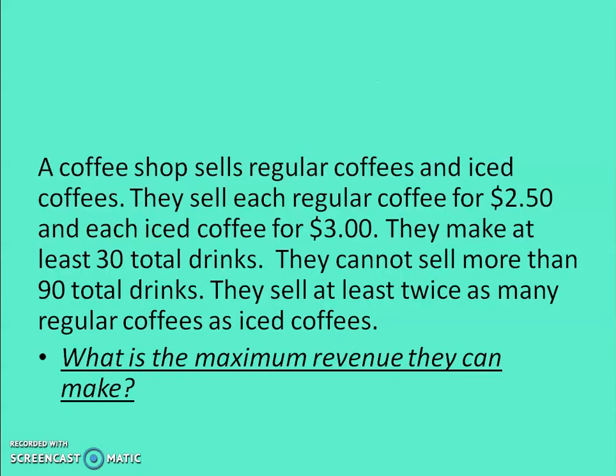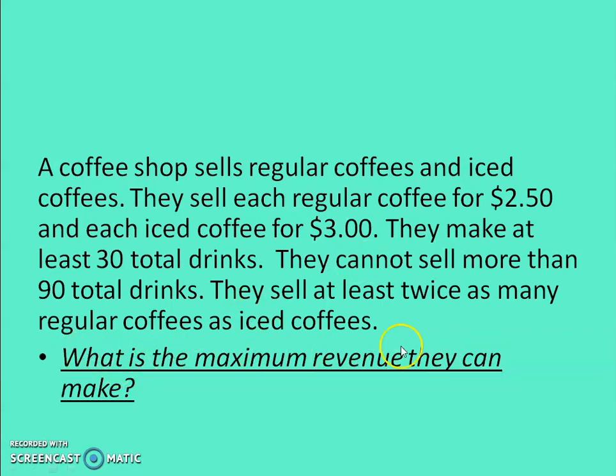So here's an example. It says a coffee shop sells regular coffees and iced coffees. They sell each regular coffee for $2.50 and each iced for $3. They make at least 30 total drinks. They can't sell more than 90 total drinks. They sell at least twice as many regular coffees as iced coffees. What is the maximum revenue they can make?